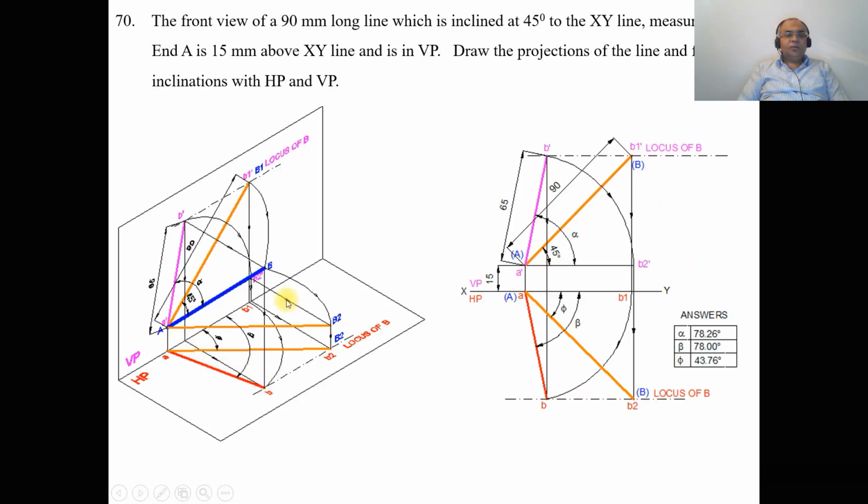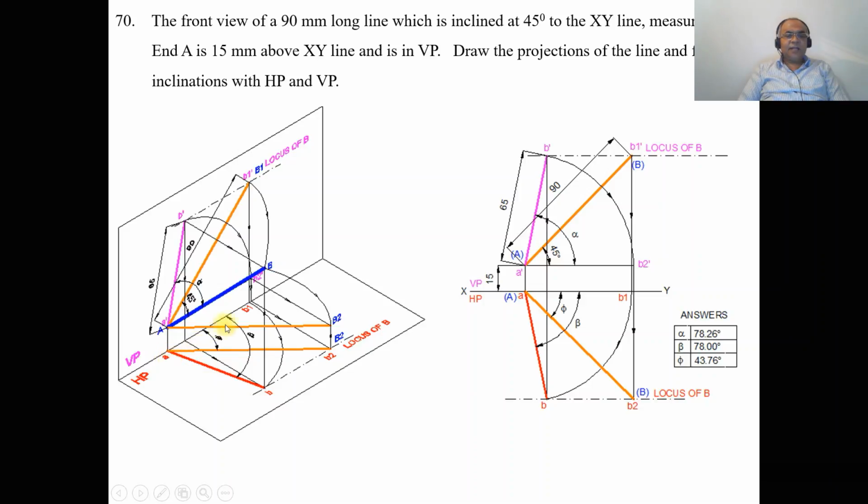Now I need to find the top view first. To find the top view, we need to take the true length in the front view. We know that this is the true length in the vertical plane, so obviously that line has to be parallel to VP. When you look from the top view, A is in VP, so obviously B1 should also be on VP. So draw a vertical projector from B1 dash so that you get AB1. But actually B1 is not on VP, it is in front of VP, because B1 should lie on the end projector of this line.